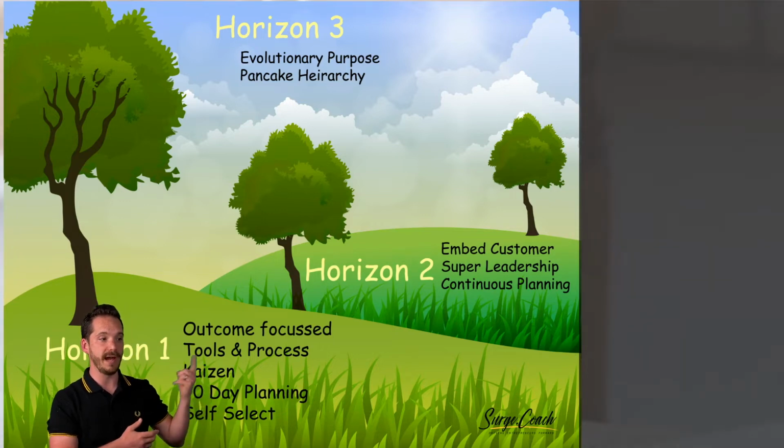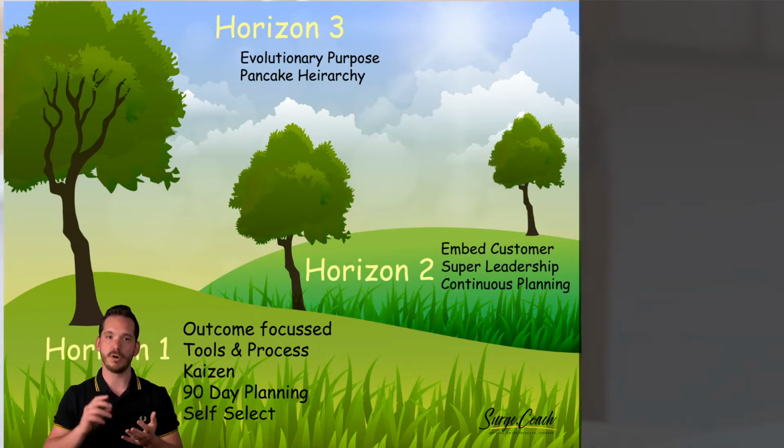We will focus on the outcome-focused teams, tools and process, Kaizen model, 90-day strategy, and self-selection of teams, tribes, bands. These things are very easy to implement. So we look at a horizon 1 between 3 and 9 months.